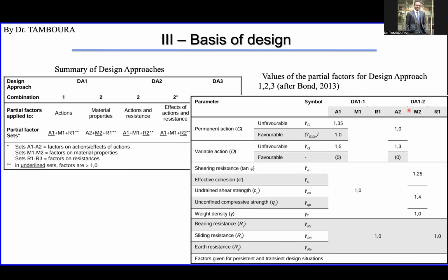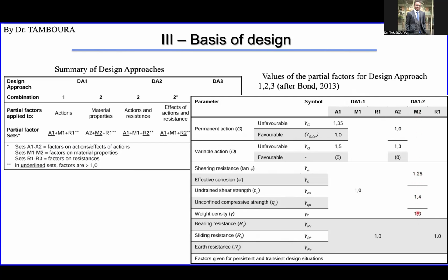Okay, and now for approach 2, you apply the value A2. So A2 has this value, 1.30. When A1 here is 1.35, A2 is 1. Here is 1, 1 here as well. And M2, here it was M1, M2, it is this.